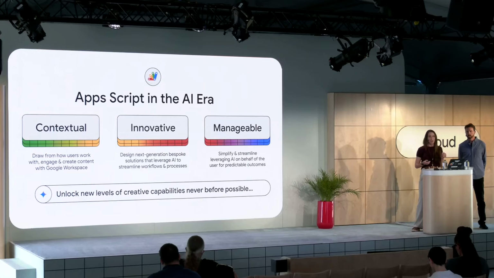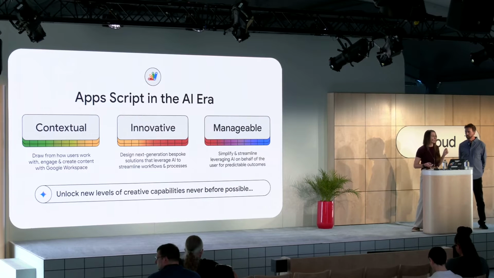So what does Apps Script look like in this AI era? Well, by accessing these APIs like the Gemini API or Vertex API, we can totally transform our existing solutions, and we can build completely new ones that before we could only dream of.